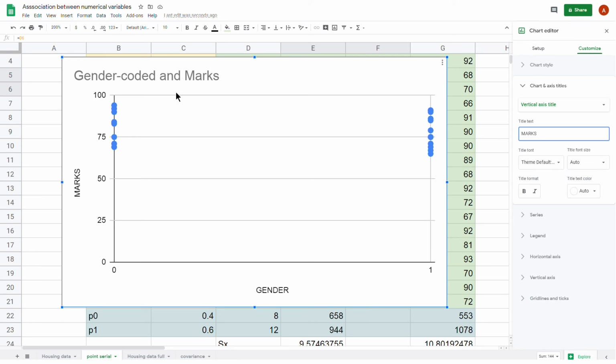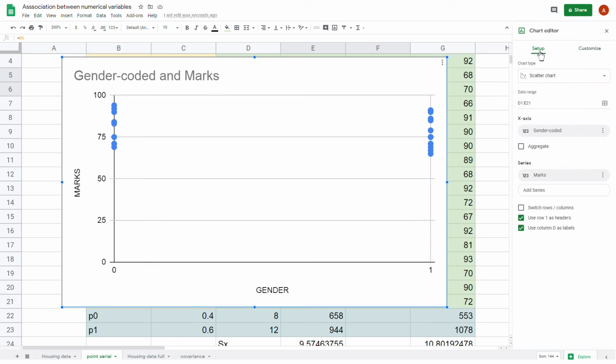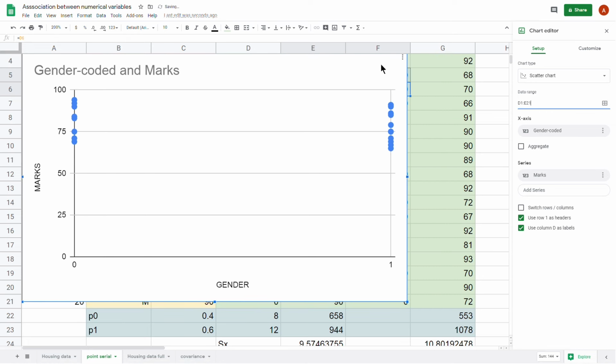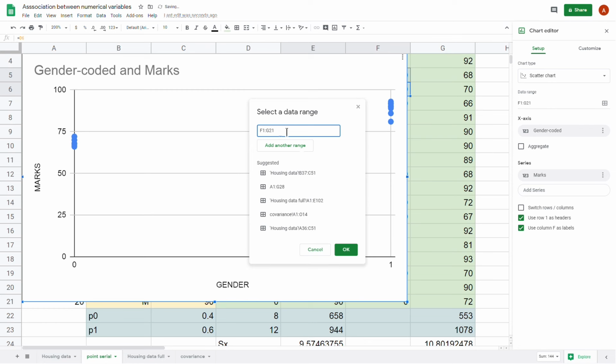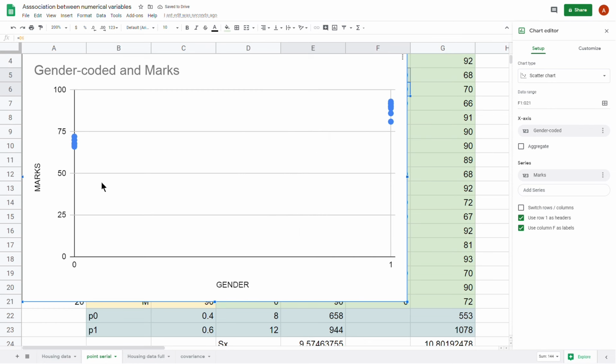But now, let us look at the second data set. If I go back and change this data range, let me look at the second data range of my data, F1 to G21. For this data range, F1 to G21, now you see that there is some difference.